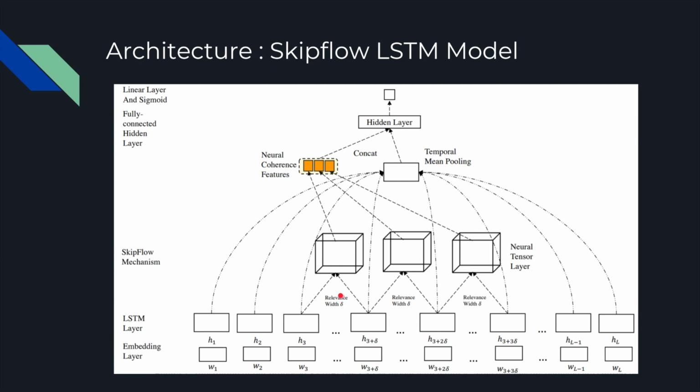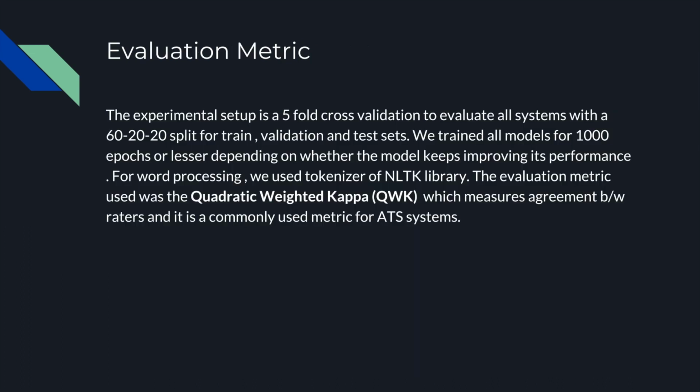We now implement the neural tensor layer, which takes in a tuple of LSTM outputs separated by a relevance width delta and outputs a neural coherence feature which measures the coherence of these two outputs. So basically, this gives us the similarity of how the essay concepts are holding over this width of delta. Concatenating these neural coherence features and the mean pooling feature, we give these concatenated features to the hidden layer, followed by a linear layer and sigmoid function, which gives us the final essay score.